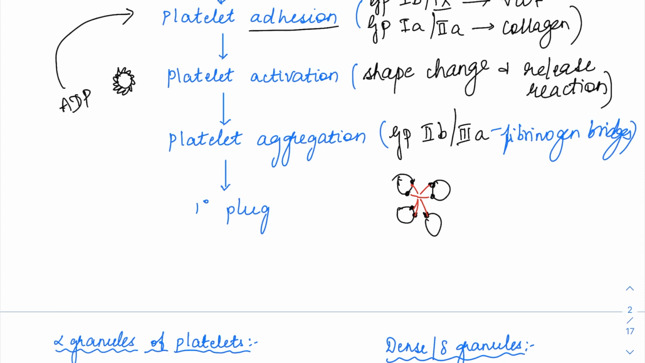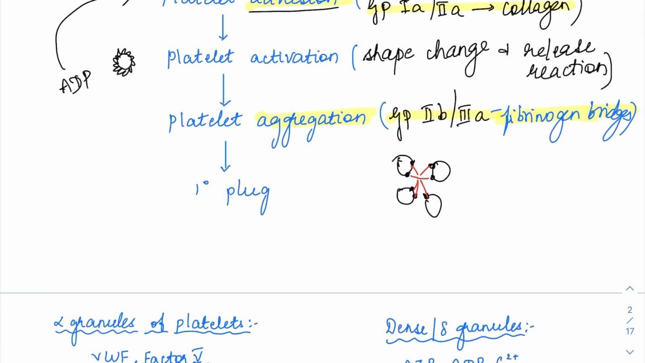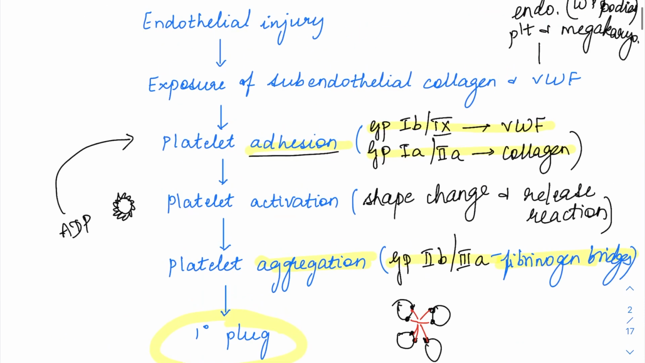Okay. So remember, platelet adhesion is going to be glycoprotein 1B9 with von Willebrand factor and 1A2A with collagen, while platelet aggregation is going to be between glycoprotein 2B3A, and along with that, fibrinogen is going to form the bridges between the platelets. Okay, so this aggregation has taken place, so it is going to form the primary platelet plug. Now this is the primary hemostatic plug.